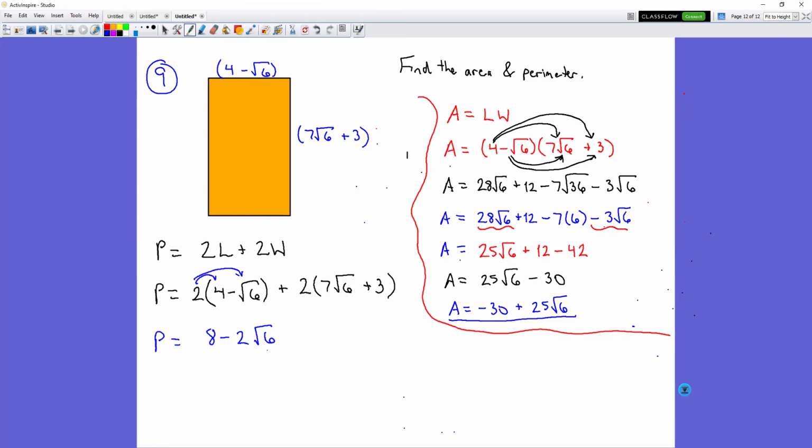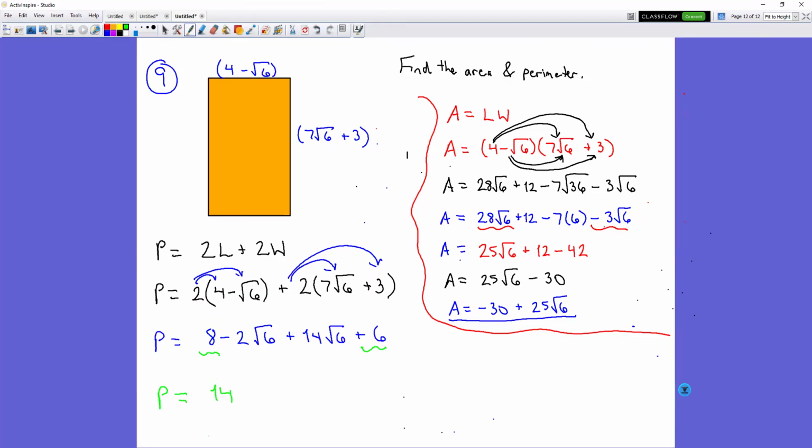Okay, then we're going to do the same thing for the other parentheses. So we're going to do 2 times 7 square root of 6. So that's going to be plus 14 square root of 6. And then we have 2 times 3, which is going to be plus 6. Okay? I like it this way anyway. And then the last thing we'll do is combine like terms. So we do have the regular numbers, regular 8 and 6. If I add 8 and 6 together, that's going to be 14. So it'll be 14 right there.